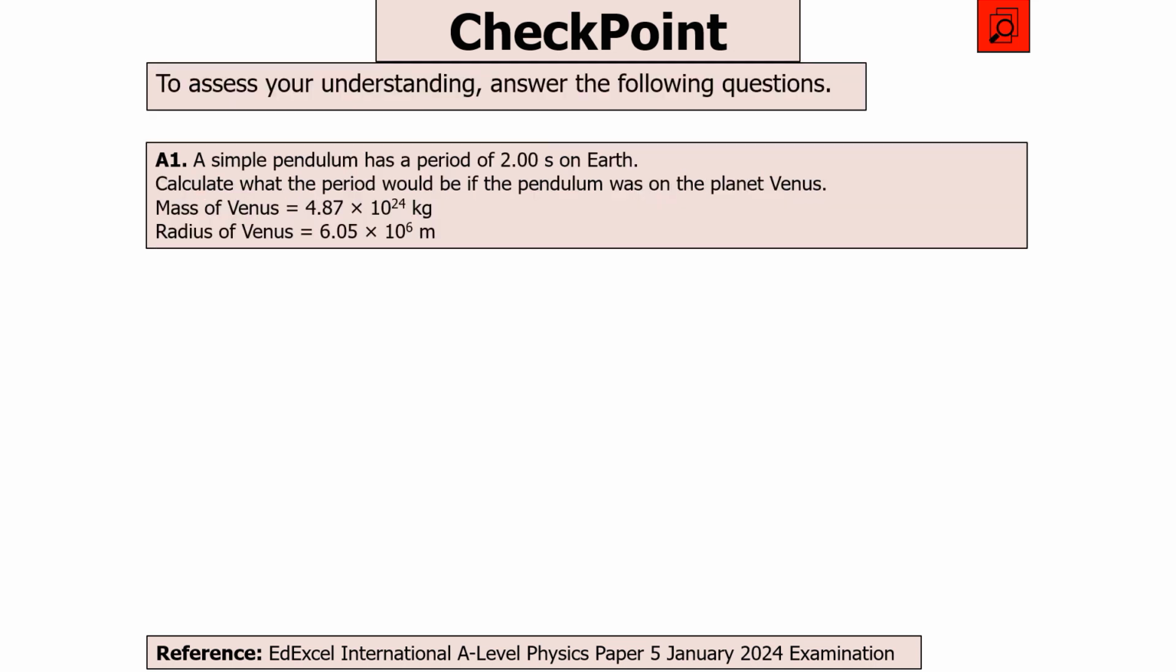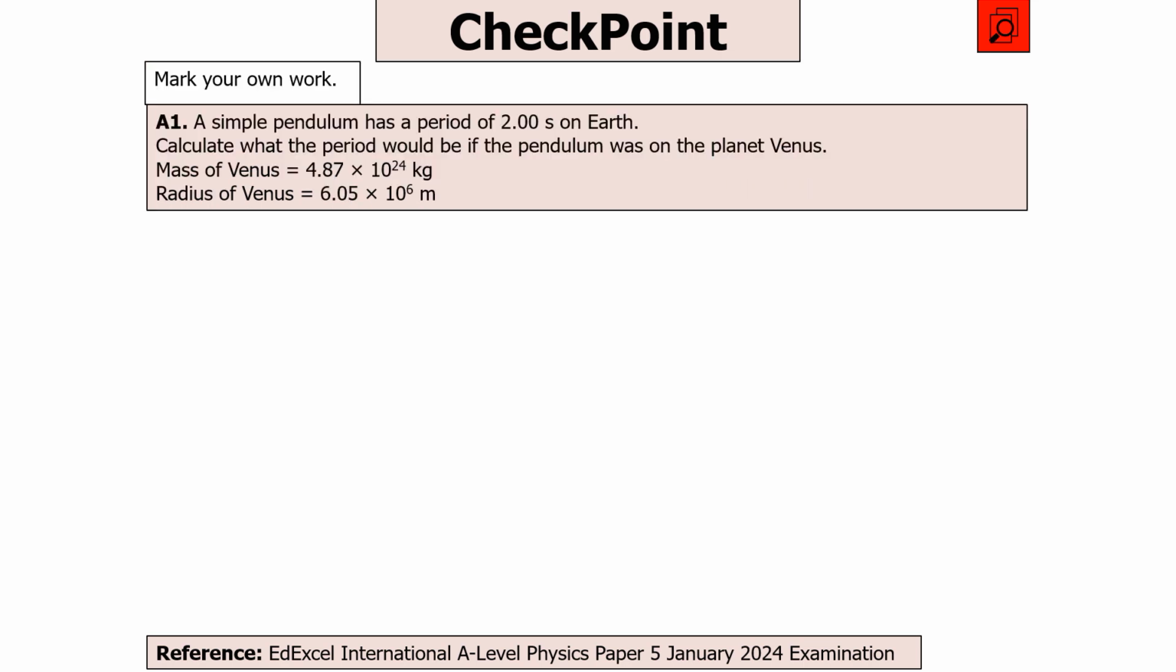The next question says, a simple pendulum has a period of 2 seconds on the Earth. Calculate what the period would be if the pendulum was on Venus, with the mass of Venus being 4.87 times 10 to the 24 kilograms, and the radius of Venus being 6.05 times 10 to the 6 meters. So pause the video now, then unpause the video when you want to go through your answer.